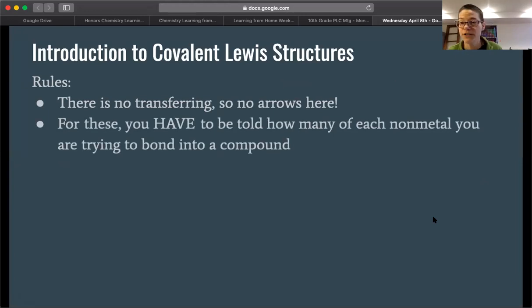The difference here is I will tell you how many of each nonmetal element you're working with to try and make a compound, because they can come together in lots and lots of different ways. You have to remember that in a covalent structure, carbon and oxygen can come together 2 different ways. You can get 1 carbon and 1 oxygen and make carbon monoxide, but you can have 1 carbon and 2 oxygens and make carbon dioxide. I have to tell you that because right now you don't know how to do that on your own. So it's a little bit easier because I am telling you the puzzle pieces you're working with.